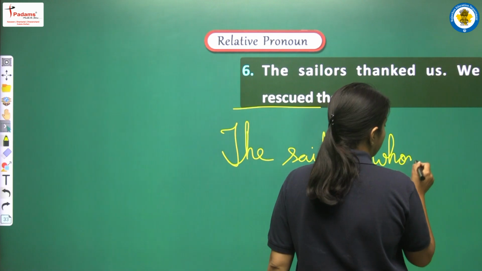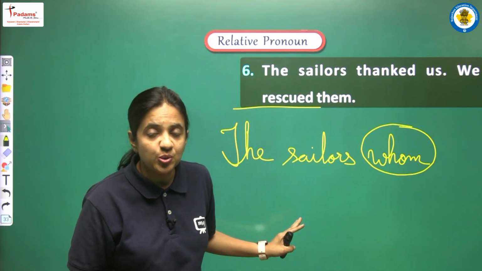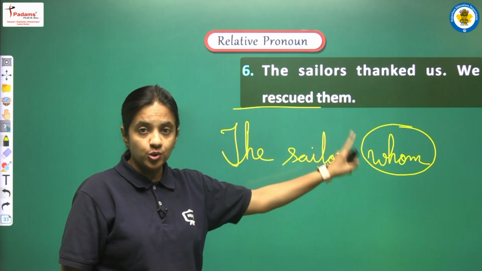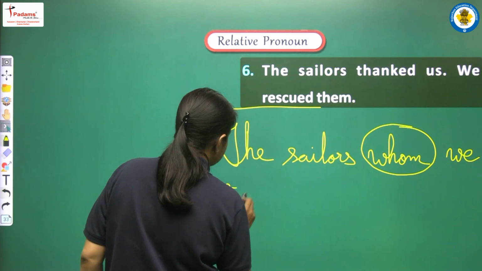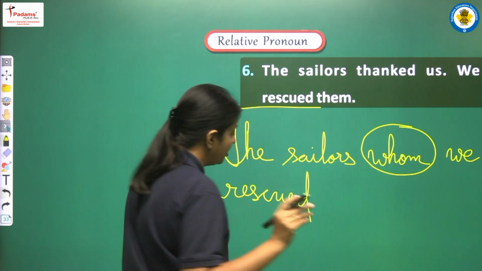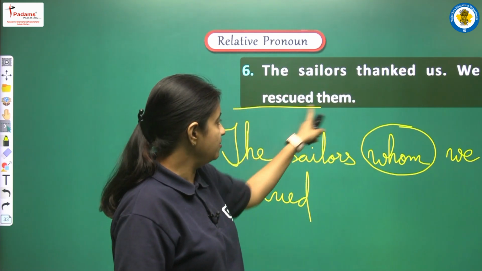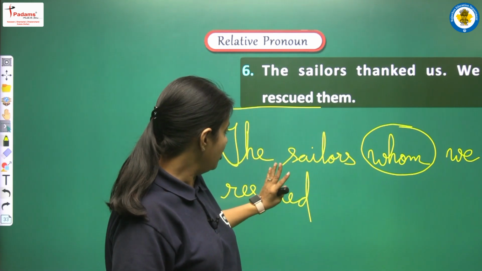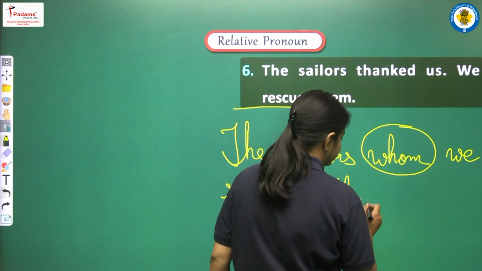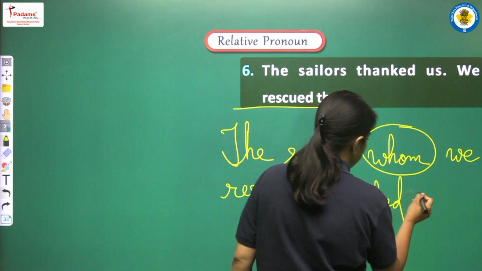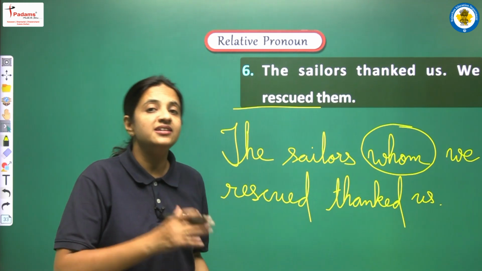So let's see, we can write the sailors. The relative pronoun now will be whom, because we all know that whom is used for the object, and when the object that is given to us is a human being. So here we will write whom, and the sailors whom we saved, whom we rescued. So इतना हम एक बार लिख देते हैं, the sailors whom we rescued. So यहाँ पे हमें दिया हुआ था we rescued them. So हमने sailors को object बना लिया और इतना हमारा हो गया sentence, the sailors whom we rescued. So what did they do? Thanked us. So now the complete sentence here we are having, the sailors whom we rescued thanked us.